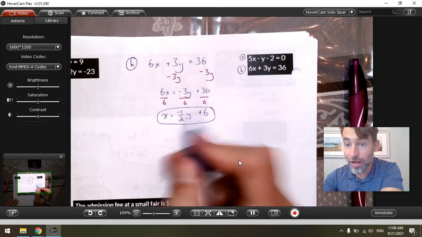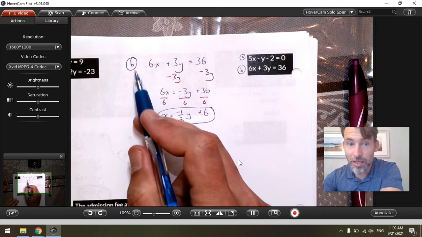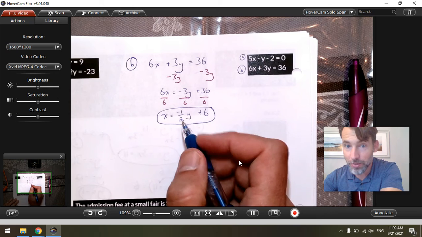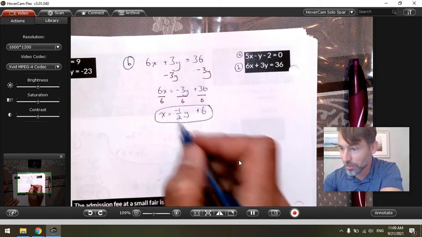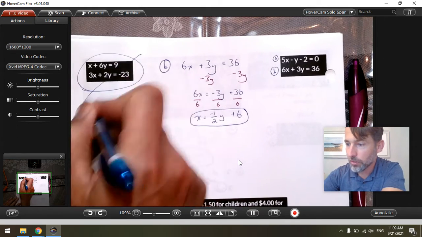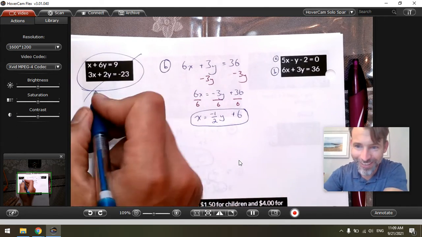All right? Now I know what x is at the point of intersection. That was my equation B rearranged, so I'm going to substitute that into equation A. All right? Why did I start in the middle of the page? I'm going to go over here now. So ignore this. I'm not doing that right now. I'm doing that one.